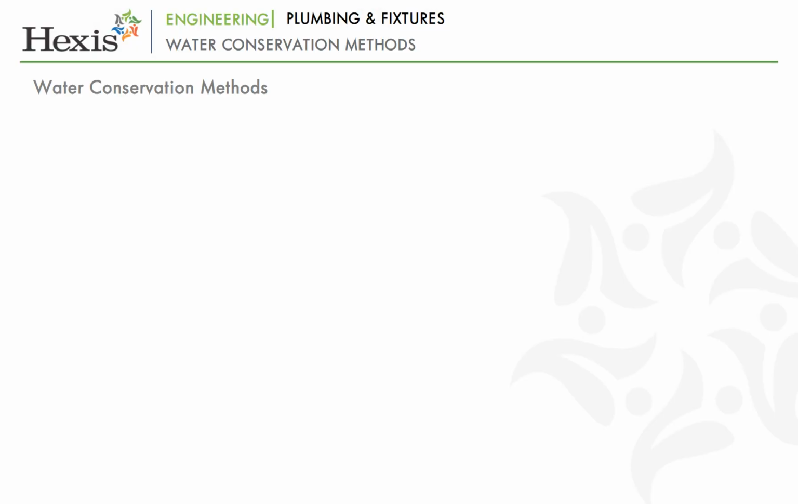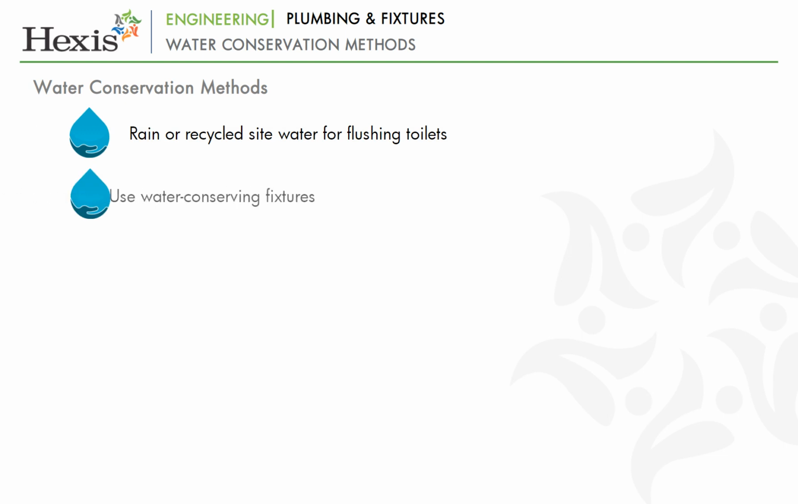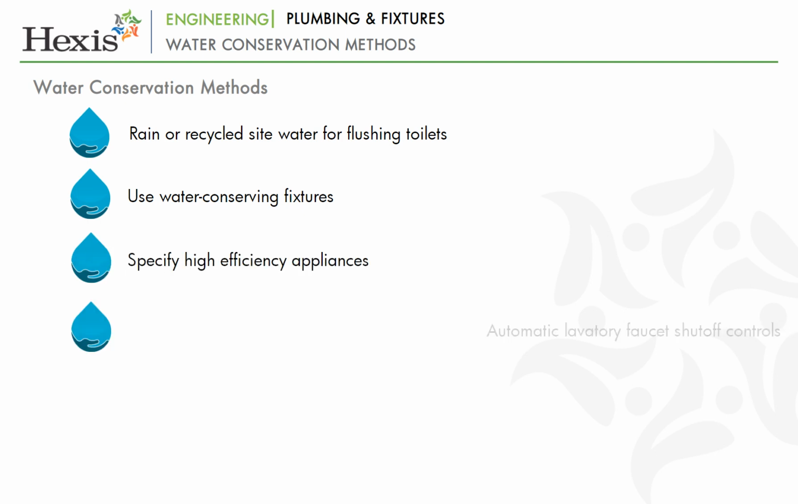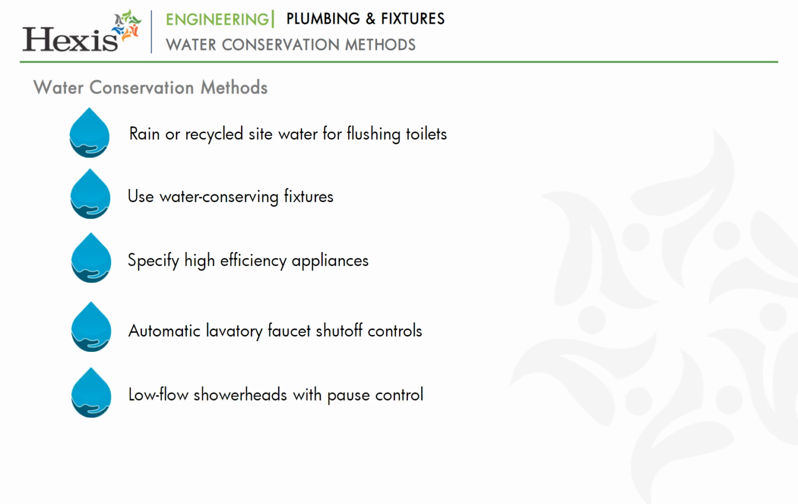Let's now look at the various water conservation methods. Consider rain or recycled site water for flushing toilets. Use water conserving fixtures with aerators and sensors. Specify high efficiency appliances and equipment. Consider automatic lavatory faucet shut-off controls. Consider low flow shower heads with pause control. Train staff on appropriate use of equipment.